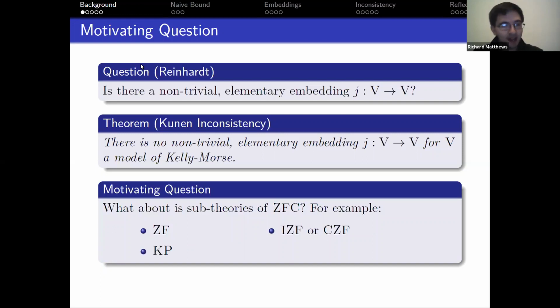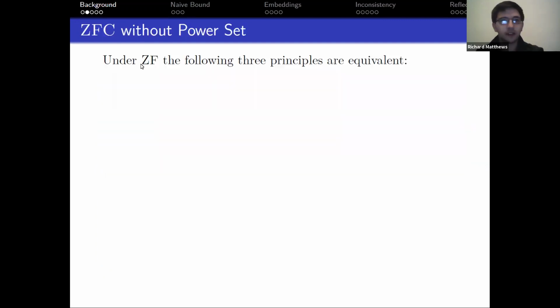The other thing we could do is look at weak set theory, for example Kripke-Platek, where you don't have any of the machinery you would need in order to prove the Kunen inconsistency. But the one I want to talk about today is what happens in the theory ZFC without power set. Okay, so the first thing I should do is define the theory ZFC without power set.